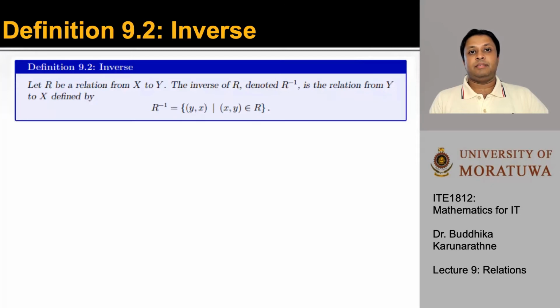Next, the definition of the inverse of a relation. Let R be a relation from X to Y. We define the inverse of that relation, denoted by R to the power minus 1, as the relation from Y to X given by (y, x) in R inverse where (x, y) is in the relation R.